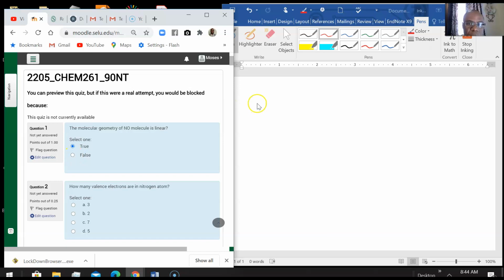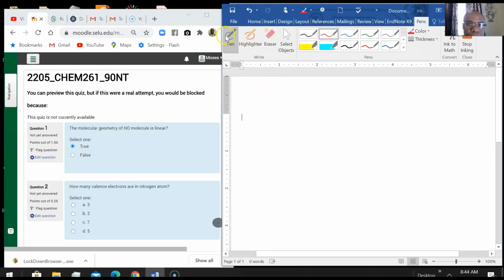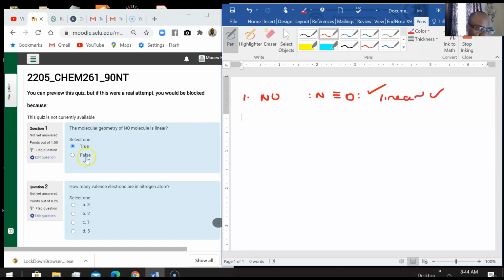This is a review for exam 1. Let's begin. Number 1, it says that the molecular geometry of nitrogen monoxide, NO, is linear. The answer is true, because if you draw the Lewis structure of NO, that will be the Lewis structure, okay, and it's linear. So question 1 is true.